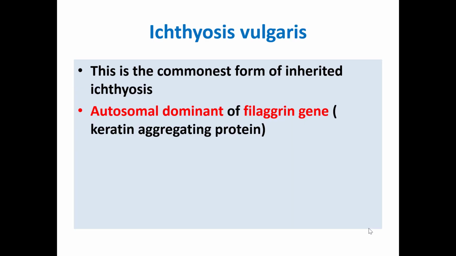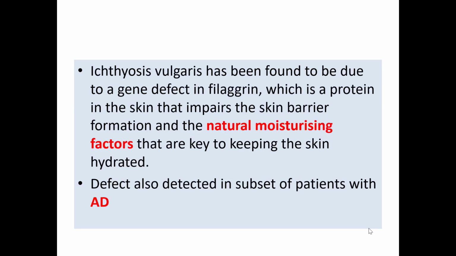Ichthyosis vulgaris is the most common type, as the name implies, vulgaris, which means the most common type. It's an autosomal dominant disorder, and the defect is in the filaggrin protein we've just mentioned, defect in the filaggrin gene. Now, besides being an important composition in the cell envelope and inside the corneocytes, filaggrin, when it degrades, it gives us important degradation products, of which is the natural moisturizing factors. As the name implies, natural moisturizing factors are important for moisturization.